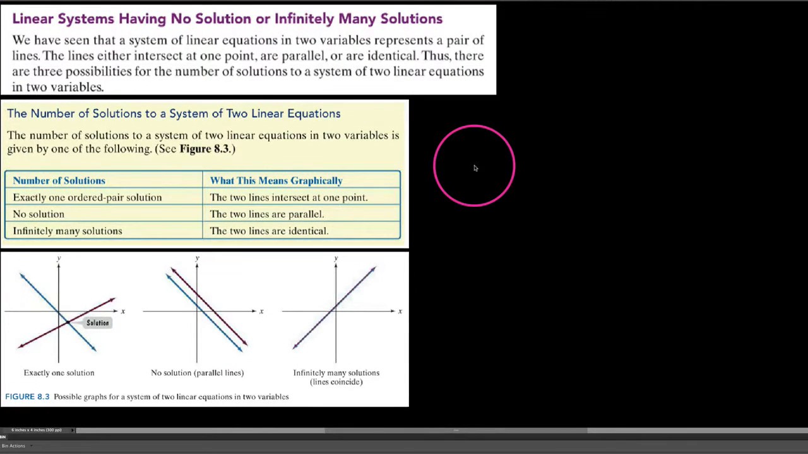Okay, YouTube, in this module of videos, we've been focusing on solving systems of linear equations that have one solution. And in these videos, this one and the next one, we're going to focus on systems that have no solutions or infinitely many solutions. And so we've seen that certainly, when we're looking for the solution to a system of equations, we're looking for any points x, y that satisfy all the equations in the system.